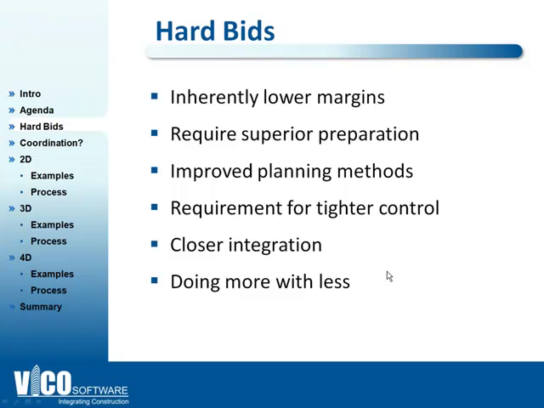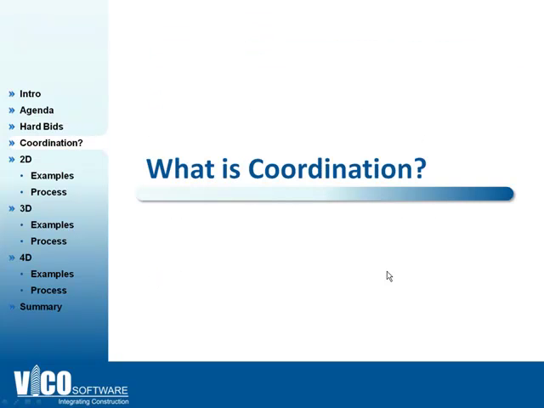So we've got fewer projects around, many competitors trying to win work on reduced margins, and therefore less margin for error, excuse the play on words. That's this hard bid balancing act. As I said, we're trying to claw back the differences and do more with less. So the benefit of 2D, 3D, and 4D coordination is what we should be looking at, and this is the topic of our webinar today.